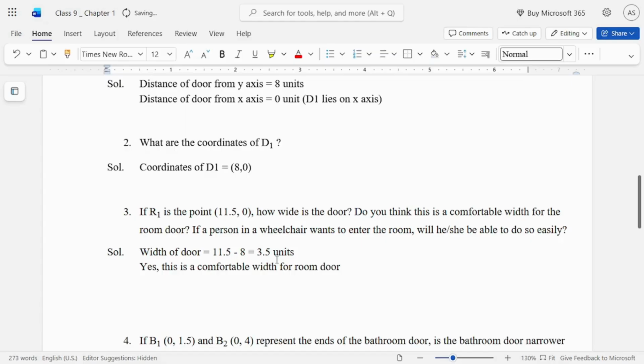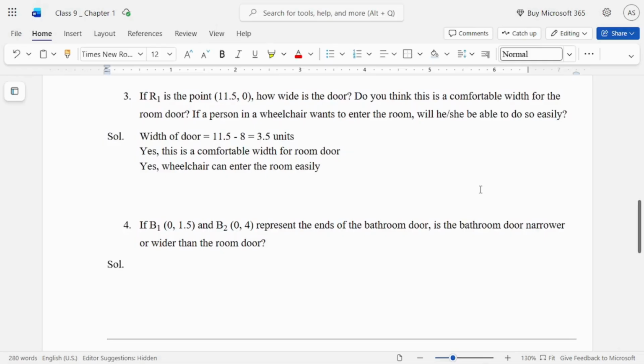Now moving to third part, if a person in a wheelchair wants to enter the room, will she be able to do so easily? Of course, if the width of the door is wider than the width of a single bed, of course then wheelchair can also enter the room easily, right? Wheelchair is not wider than the width of a single bed. Yes, wheelchair can enter the room easily.